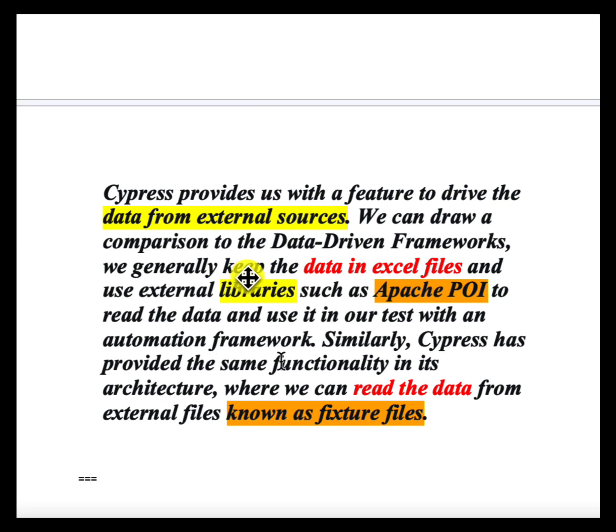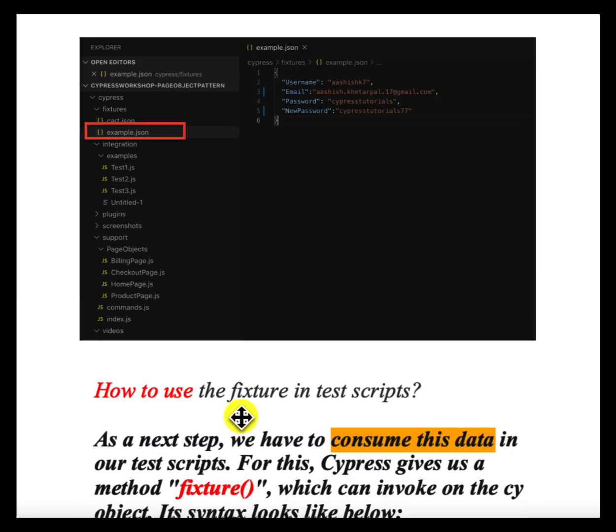Cypress provides us with a feature to derive data from external sources. We can draw a comparison to data-driven features. We generally keep the data in Excel files and use external libraries such as Apache POI to read the data and use it in our test. Similarly, Cypress provides the same functionality in its architecture, where we can read the data from external files known as fixture files. We have a folder called fixtures. In that we have JSON files, example.json or card.json and everything. So we have all the sample data over here.